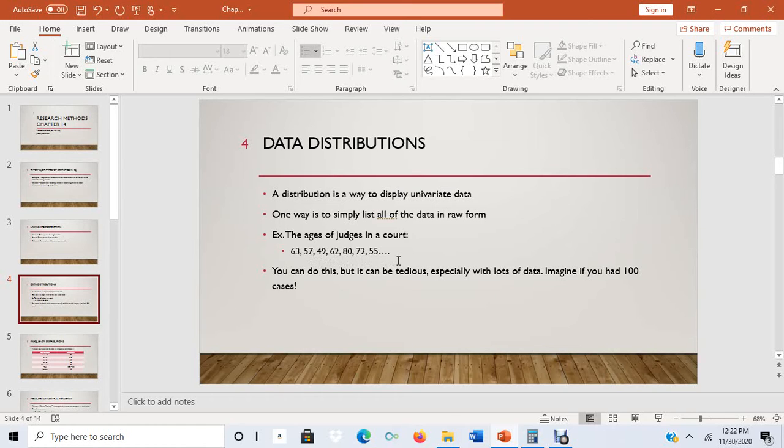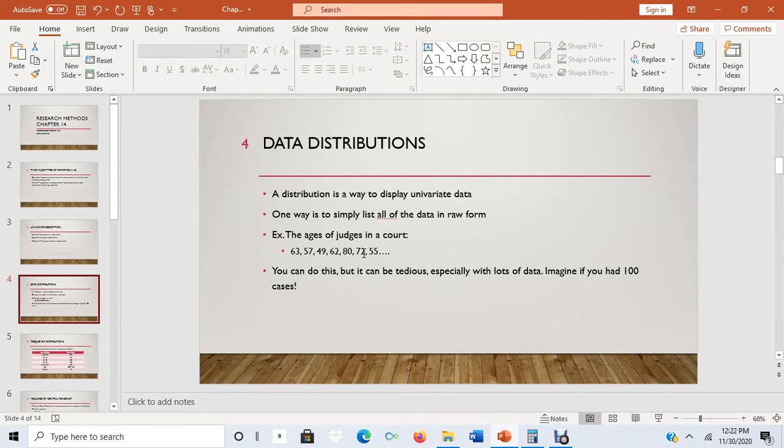Now one way that we could display this data is we could display it in raw form as I have it here, so we could just list the ages of all the judges in this court. However, that can get pretty cumbersome, and a lot of people are not going to read that, and they're not really going to understand it.